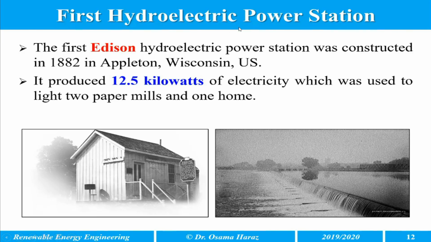The first hydroelectric power station was built by Edison. Edison invented the first hydroelectric power station, and it was constructed in 1882 in the United States. It produced 12.5 kilowatts of electricity, which was used to light 2 paper mills and 1 home.